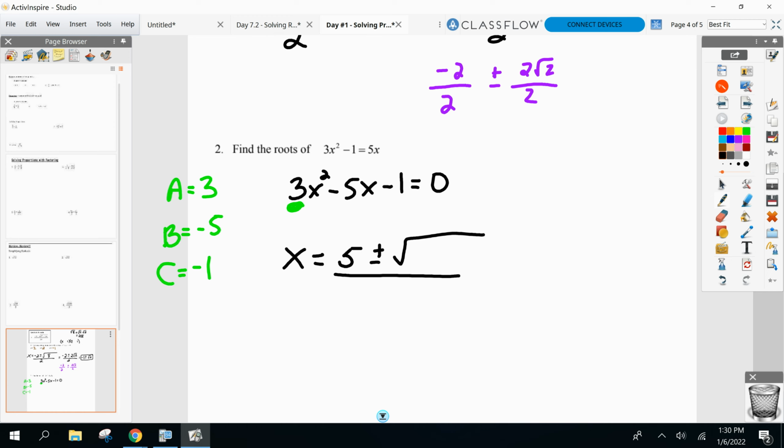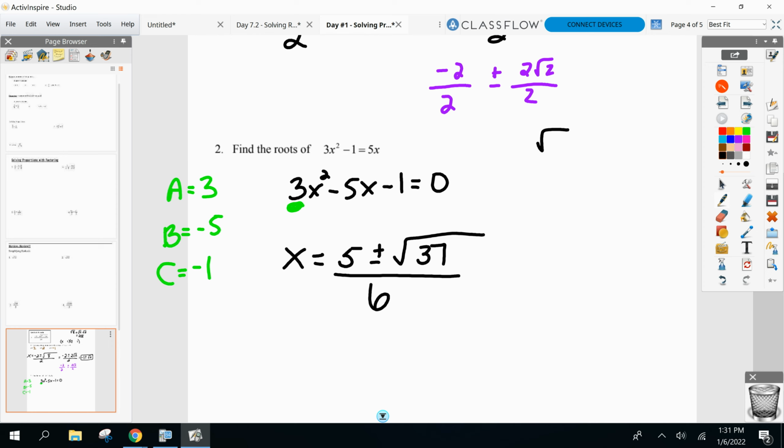What are you guys getting underneath the radical? No one wants to try it? 37? Yeah, 37. We should all be getting 37 if we're storing the correct numbers in. 37, what do you get in the denominator? 2a. 2a in the denominator. 6. All right, you're going to love this now.